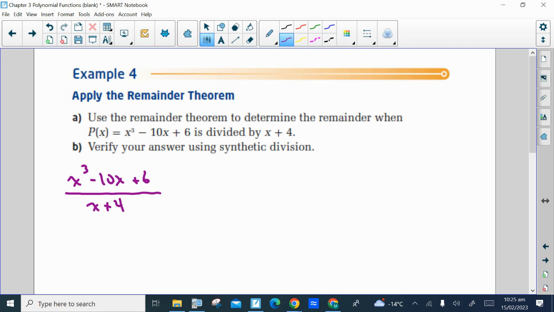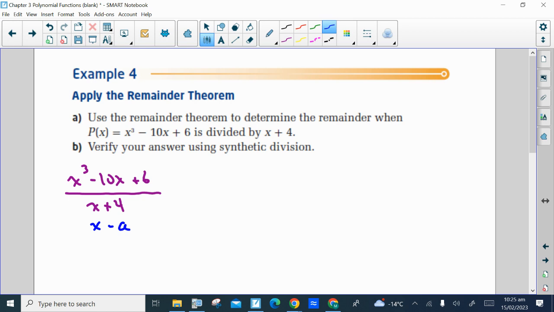Now, the remainder theorem says you can find the remainder when a polynomial is divided by a binomial of the form x minus a. You can find the remainder by evaluating p at a. So that's where we need to start. We need to figure out what value of a we need to use here.